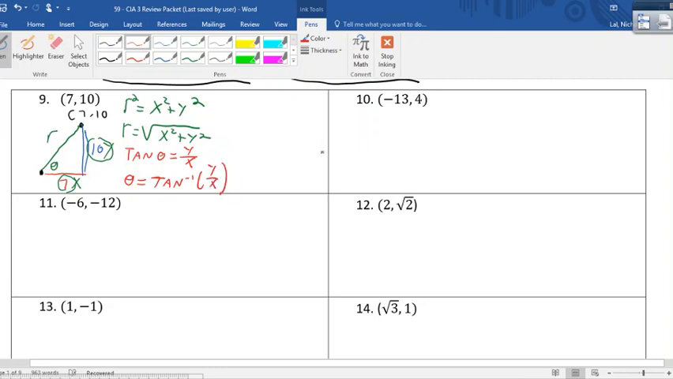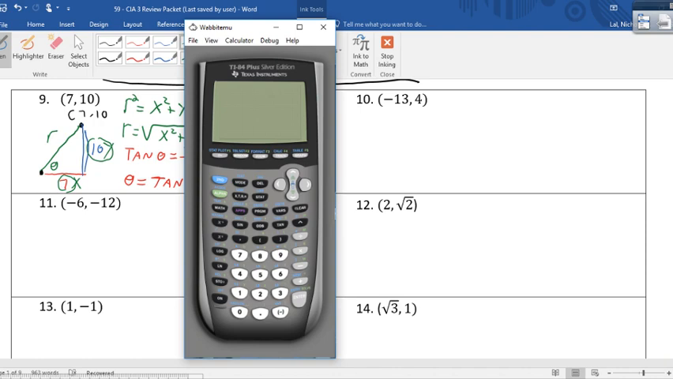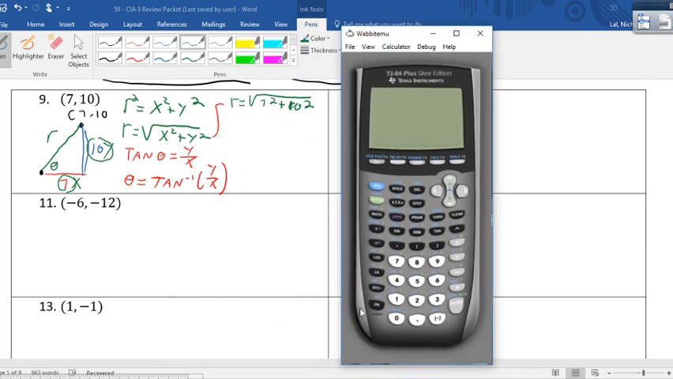Now that we've gone over all our formulas, let's solve for r and let's solve for theta. r is equal to the square root of x squared plus y squared. So r is equal to the square root of 7 squared plus 10 squared. We can get out our trusty calculator to double check our answer is correct. This should be the square root of 149. So we find the square root of 10 squared plus 7 squared.